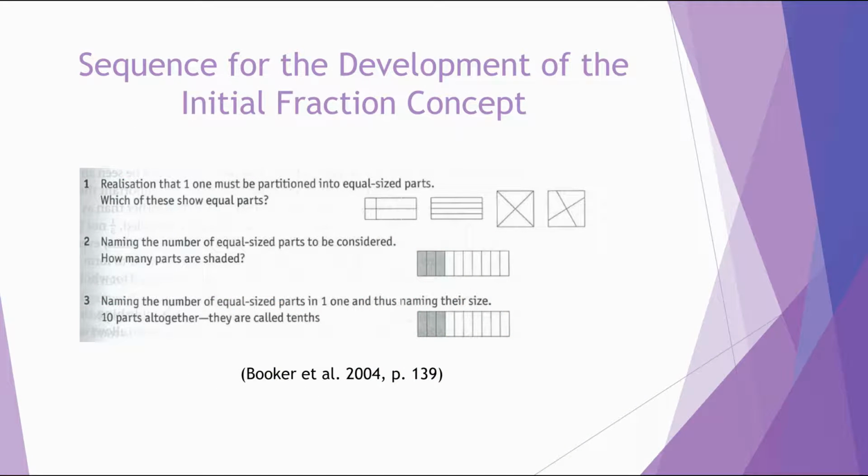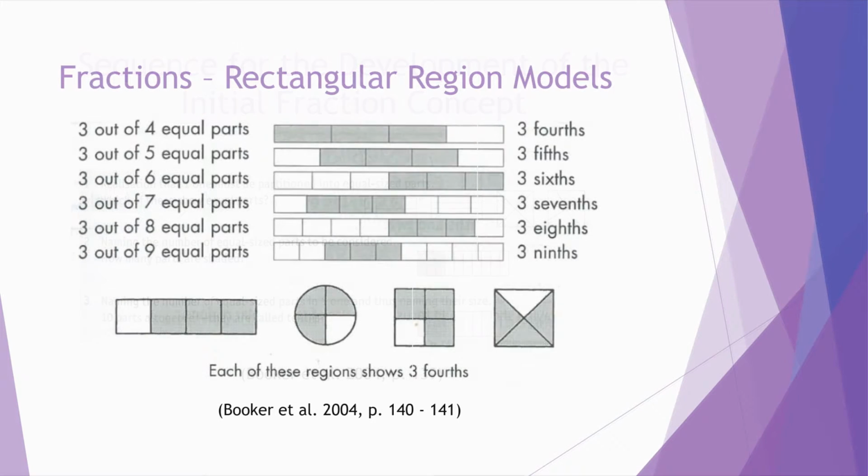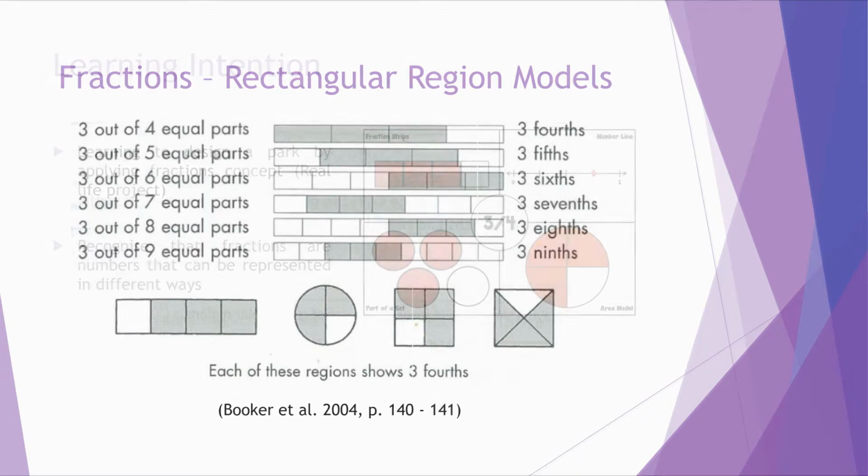The sequence for developing the initial concept of fraction involves identifying one whole, partitioning one whole into equal-sized parts, naming the number of equal-sized parts, and lastly, naming the number of equal-sized parts in relation to the original one whole, thus naming the fraction. According to Buka et al. 2004, the rectangular region has proven to be the most effective means of establishing the fraction concept. However, to consolidate the fraction concept, once the rectangular model has been internalized, children may be asked to recognize or shade representations based on different regions.